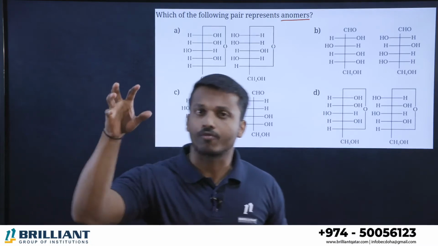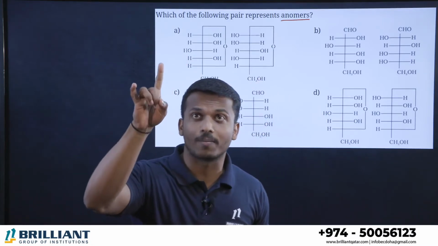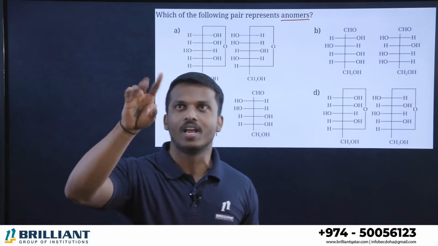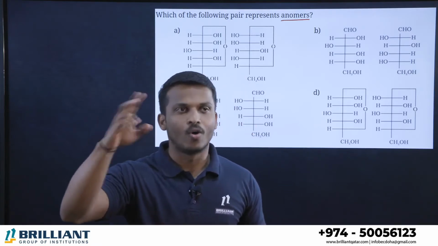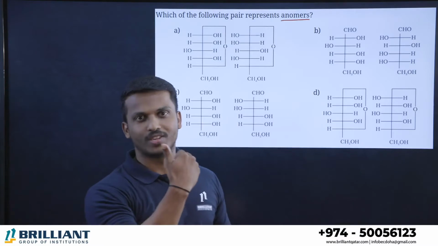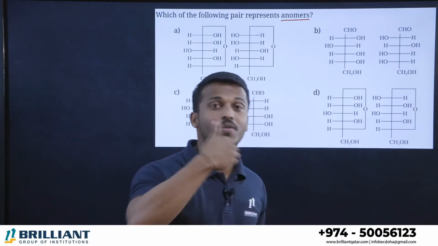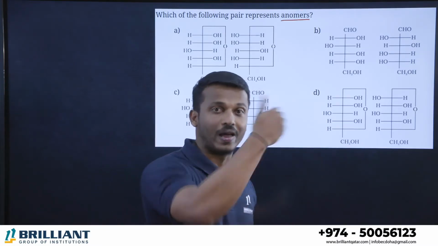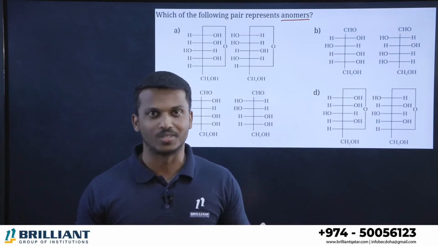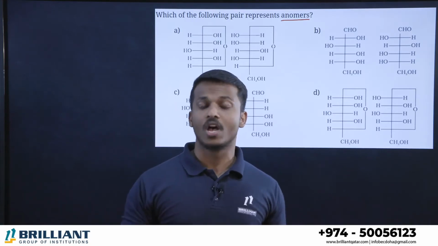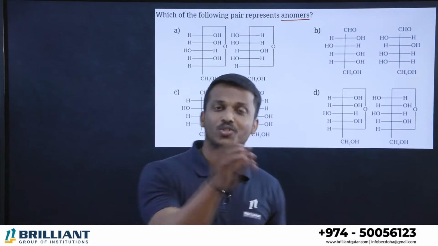In the cyclic structure of glucose, at the first carbon, C1, the configurations are different: OH on the right side or OH on the left side. If the OH is on the right side, we call it alpha glucose. If the OH is on the left side, we call it beta glucose. Yes or no? So what are anomers, and how can you identify anomers so easily?